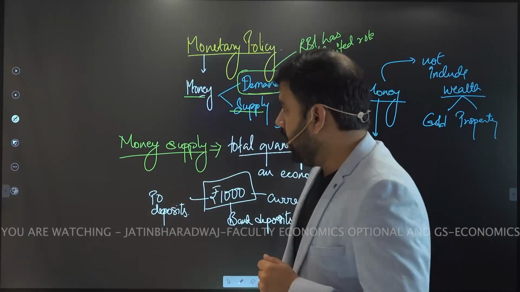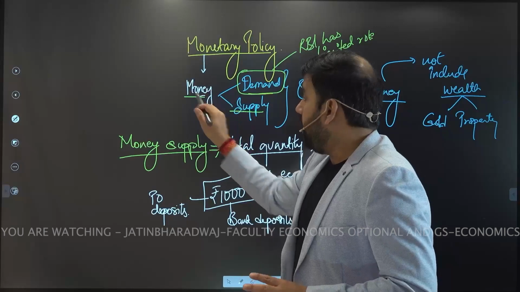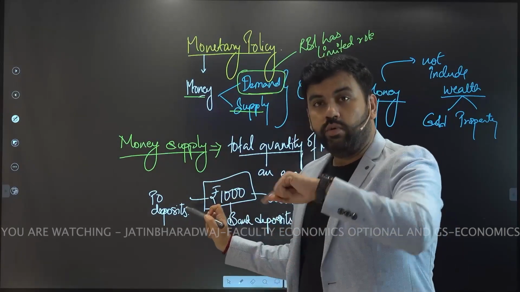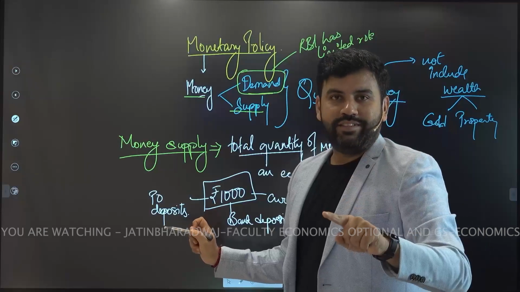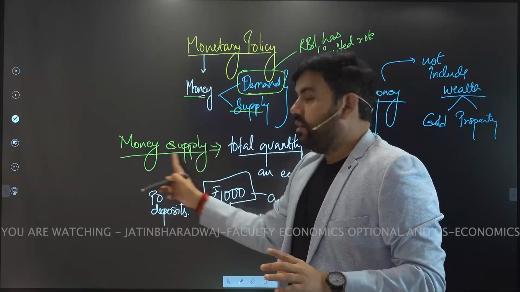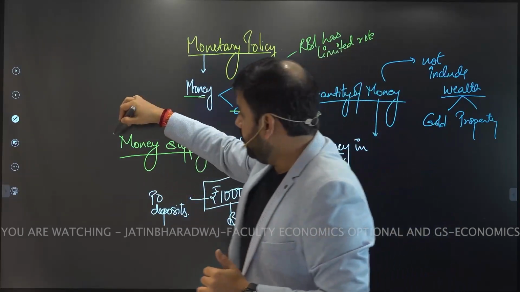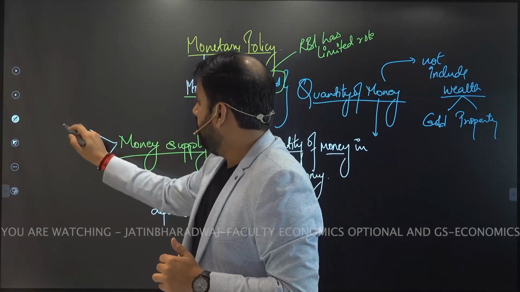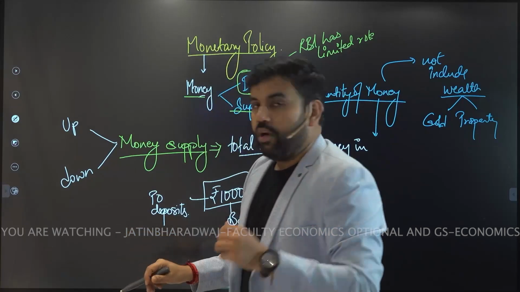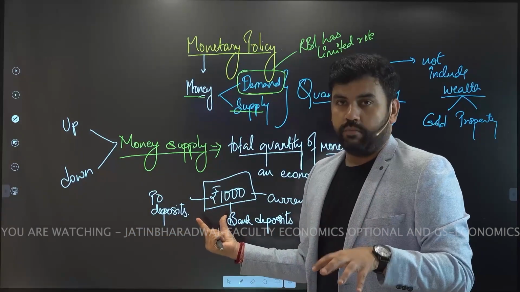Now, the monetary policy determines the supply of money, that is how this 1000 is going to increase or decrease. So monetary policy determines what? The overall money supply in the economy. And by that, I mean up or down. Whether the economy should go up in terms of this 1000 or down from this 1000.